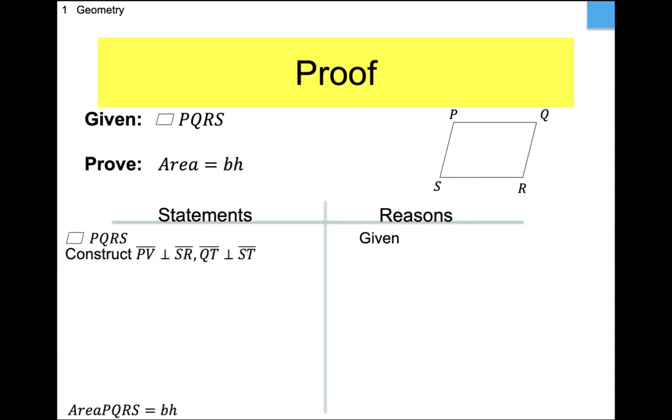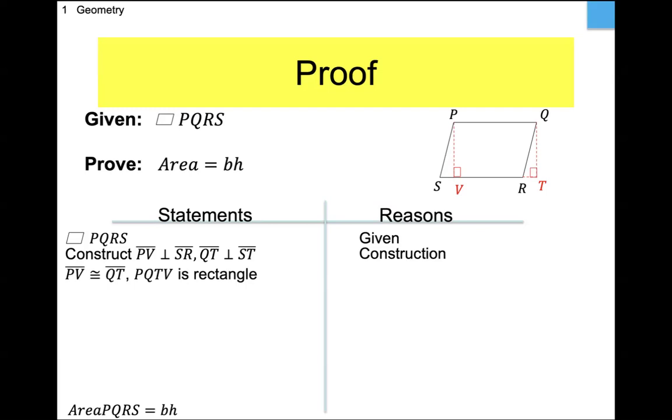So the first thing I'm going to do is make a couple of perpendiculars. I'm going to drop a line straight down from point P to segment SR. I'm going to make it perpendicular. And then I'm going to drop a similar line from Q. So it's going to be the same distance. How do I know it's the same distance? Because it's a parallelogram. So PQ and SR are parallel to each other. Therefore, if I drop any perpendicular down from segment PQ to segment SR, they will have equal distances. So I've made two triangles there.